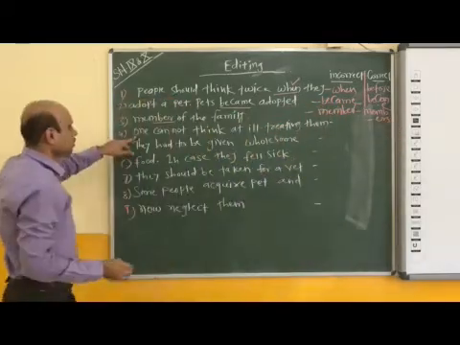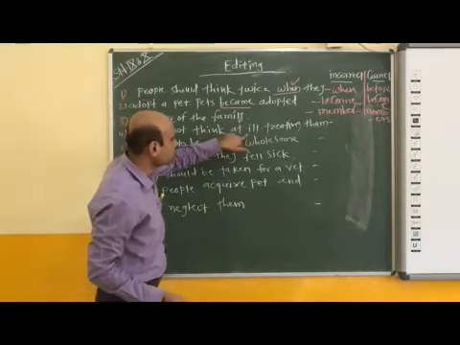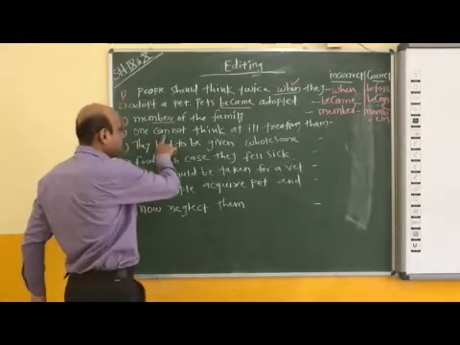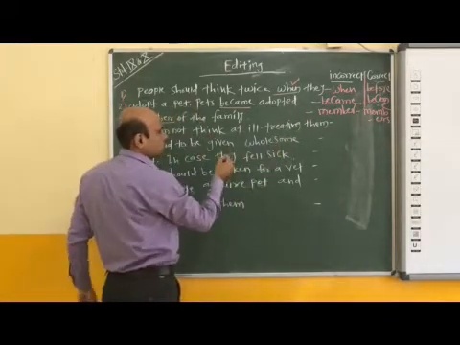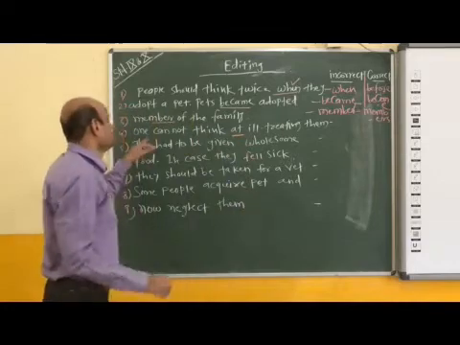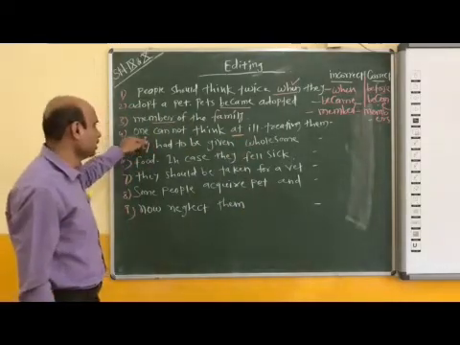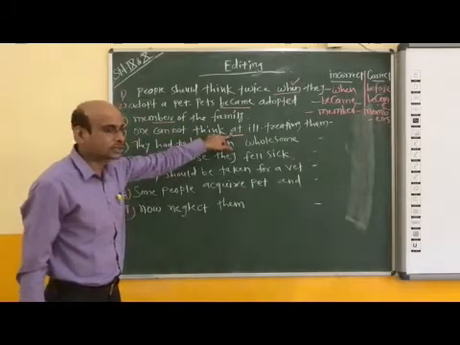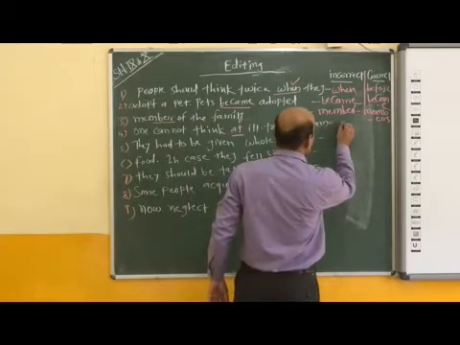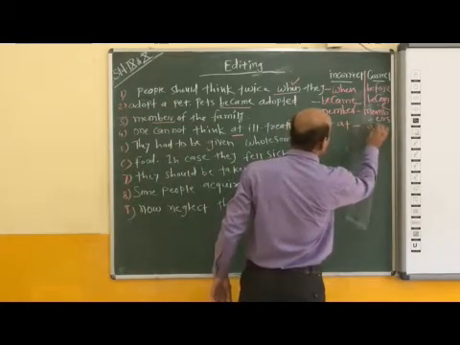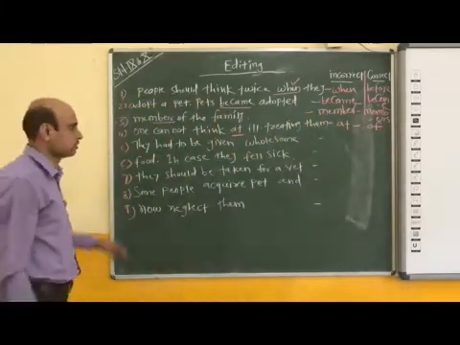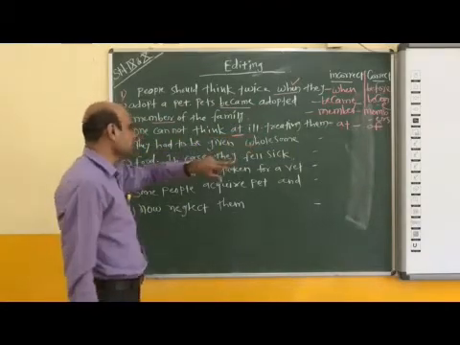Now the next. One cannot think at ill-treating them. So, which word is incorrect? Definitely it is a preposition. "At" is the wrong word, so we have to do editing. One cannot think of ill-treating them. Instead of "at", "of" will come, right? So then, one cannot think of ill-treating them.